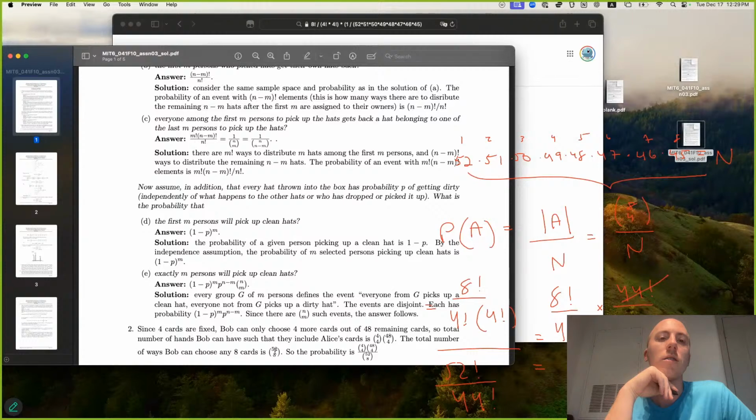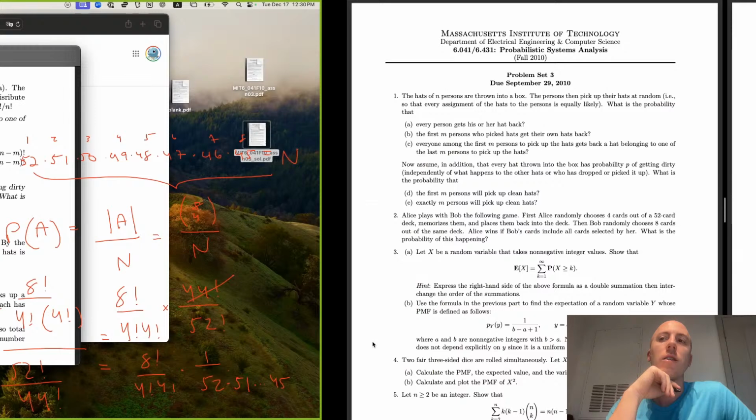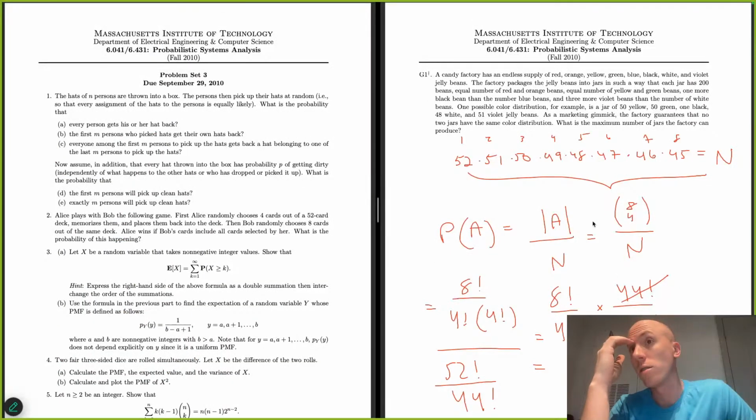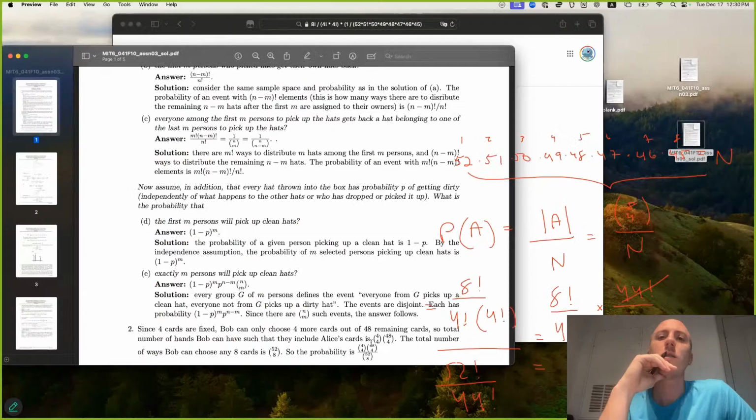Choose any 8 cards. Like, that's fine. So this numerator is essentially the number of hands where Alice wins. Working backwards from that, the way that I calculated it was I just said it was 8 choose 4. That's different from 4 choose 4 times 48 choose 4.